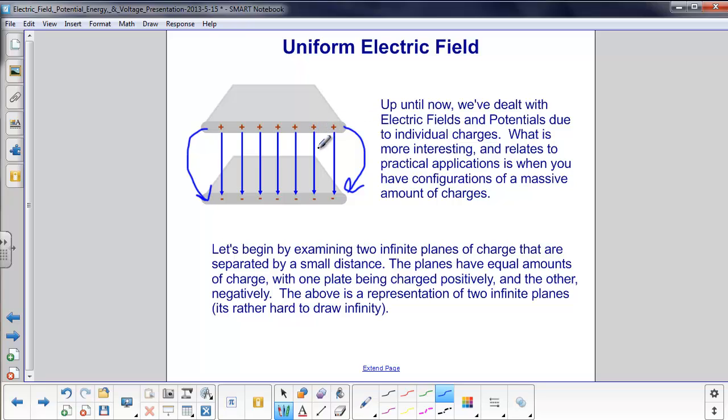Little hard to draw on a piece of paper. Can't draw infinity very well. But let's take this as an infinite plane. You have positive charges up here, negative charges down here, and the charges are equal.